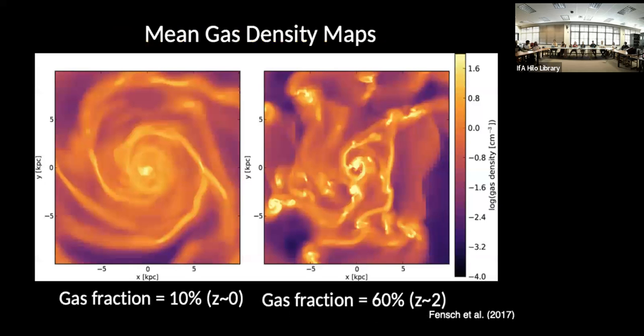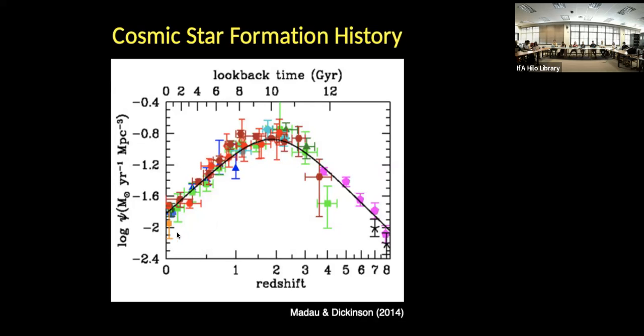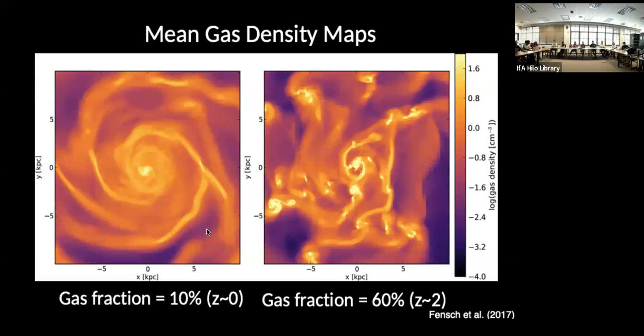Another thing we also know is that as we go into the past, galaxies in the current universe versus galaxies around redshift of 2 look very, very different. On the left, we have a simulated galaxy in the local universe, and on the right, a simulated galaxy in the high redshift universe, around redshift of 2. One of the main differences between them is the gas fraction. The gas fraction in the local universe is roughly around 10%, and around redshift 2 it is around 60%.